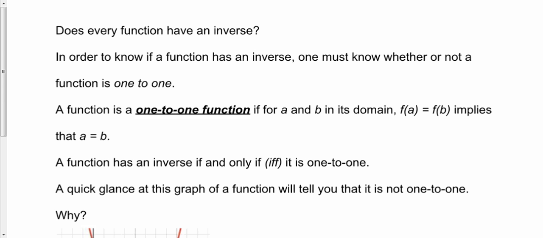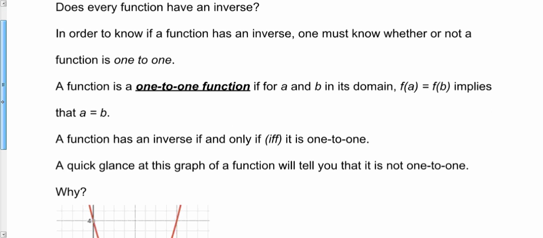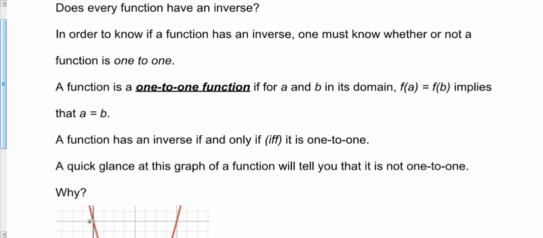If a function is what we call one-to-one, then it has an inverse. If it is not one-to-one, then it can't have an inverse. All right? A function is one-to-one if for a and b in its domain, if f of a equals f of b, then that implies that a equals b.